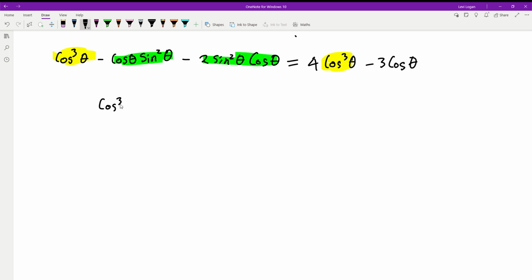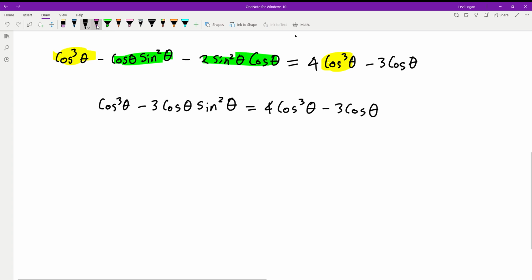So cos cubed theta minus 3 cos theta sine squared theta equals 4 cos cubed theta minus 3 cos theta. Okay, so we can see straight away we've already got the minus 3 as well. And we've got a cos cubed and we've got a cos term here. Now we want to get rid of this sine squared theta. Okay, we want this entire side in terms of cos theta.